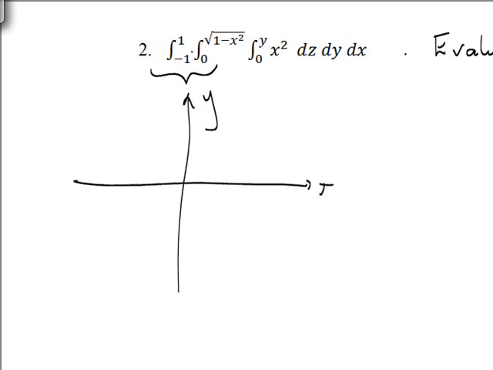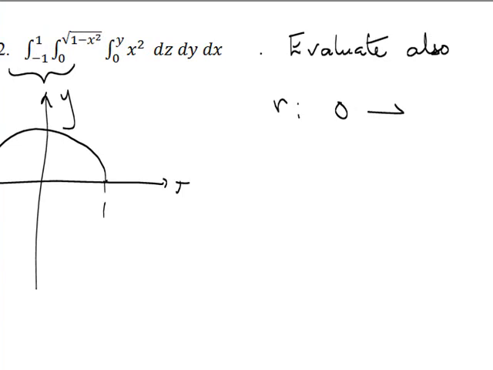So the outermost integral, if you notice, it corresponds to dx. So x goes from -1 to 1. And the y goes from 0 to square root 1 minus x squared. What are we looking for here? Half a circle above the x-axis. That's what we want. Give me the limits for r, please. 0 to 1. Give me the limits for theta, please. 0 to pi. Good.